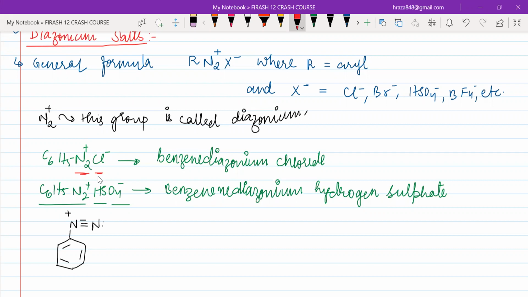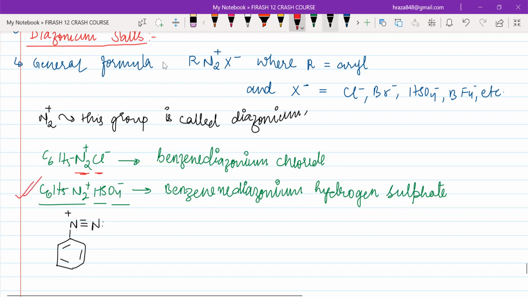Let me know when you are done. Will you be able to write the resonating structure of this benzene diazonium? No, sir. Okay, are you done with this?